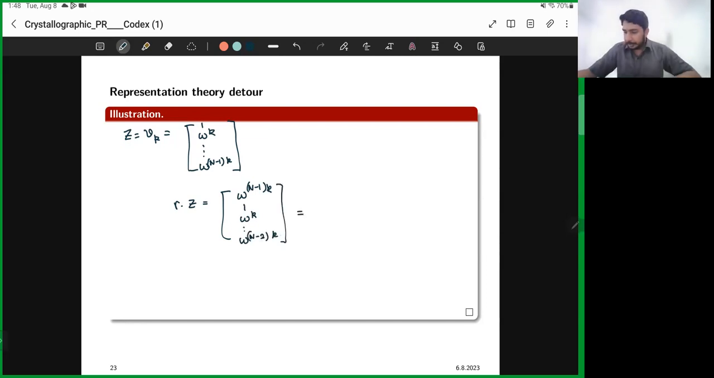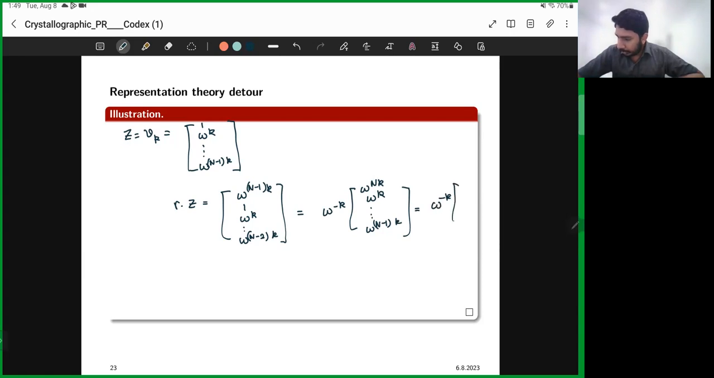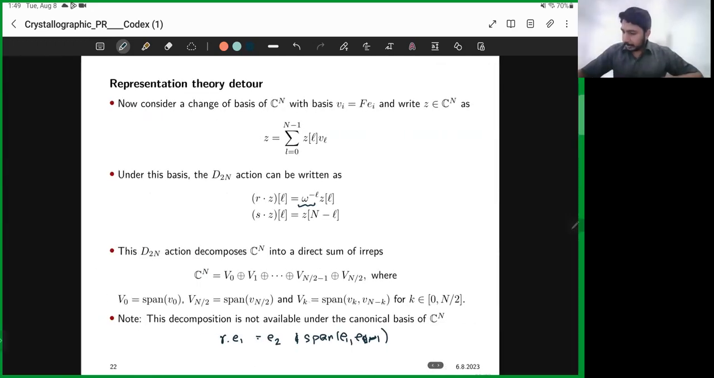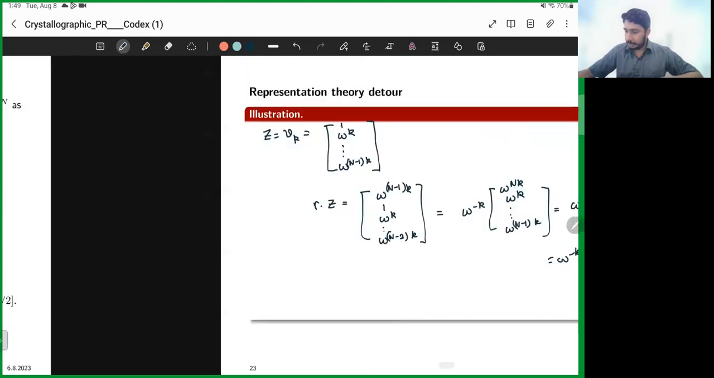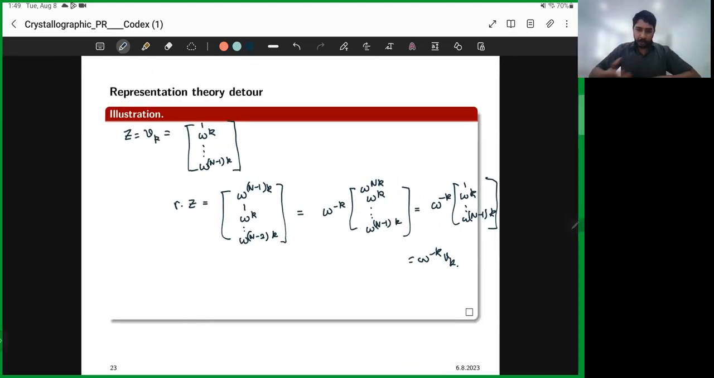What I can now do is factor out an omega to the negative k. The first term would be omega to the nk, then omega to the k, and then omega to the (n-1)k. Well, omega to the nk is just an integer power of omega, so that's just 1. So that's omega to the negative k times (1, omega to the k, ..., omega to the (n-1)k). That's omega to the negative k times V_k, right? So going back, the same D_2n action translates to multiplication by omega to the negative l in the Fourier basis. And you can check that reflections work the way I told you they would work. I'm not going to do that because I have a few minutes left.